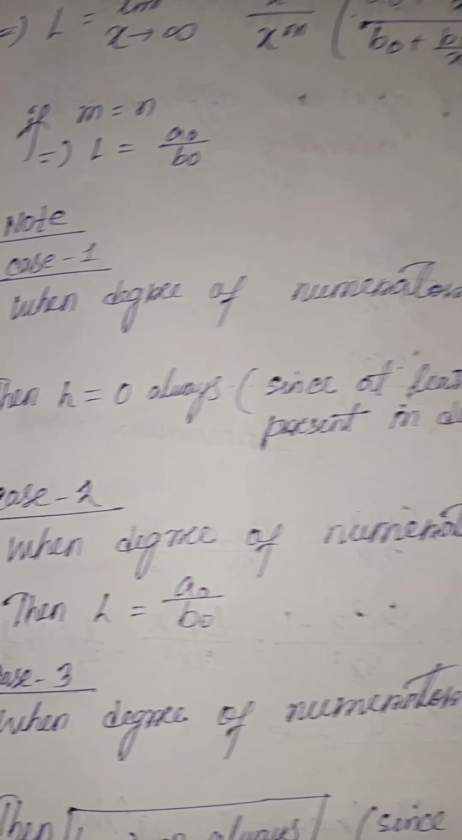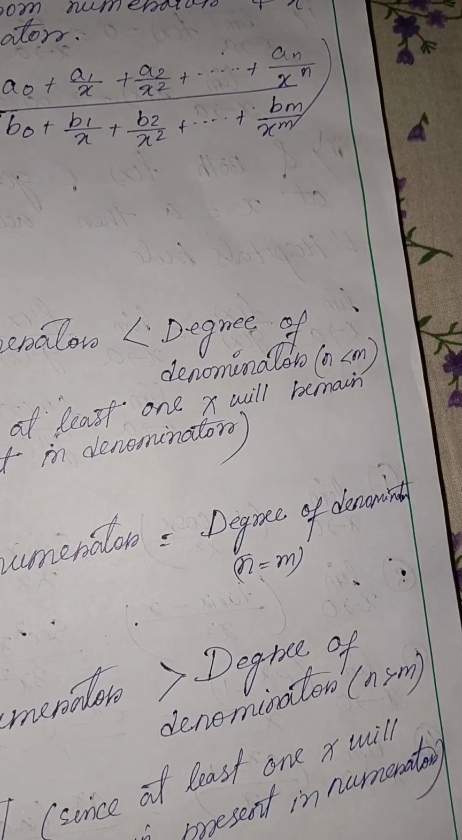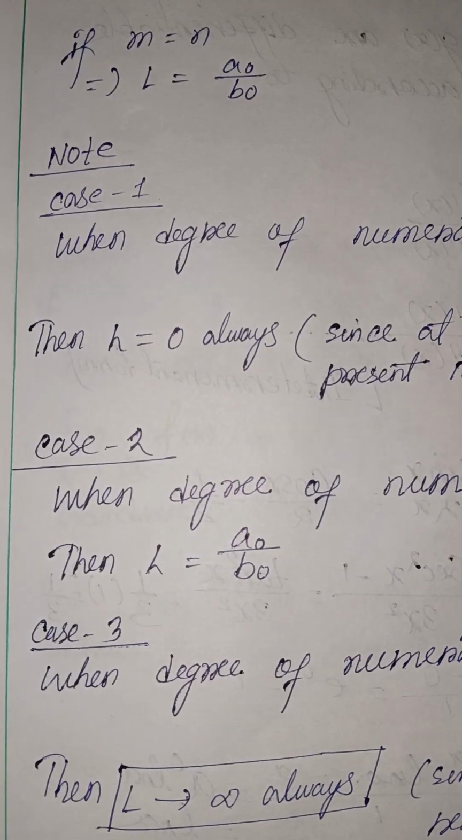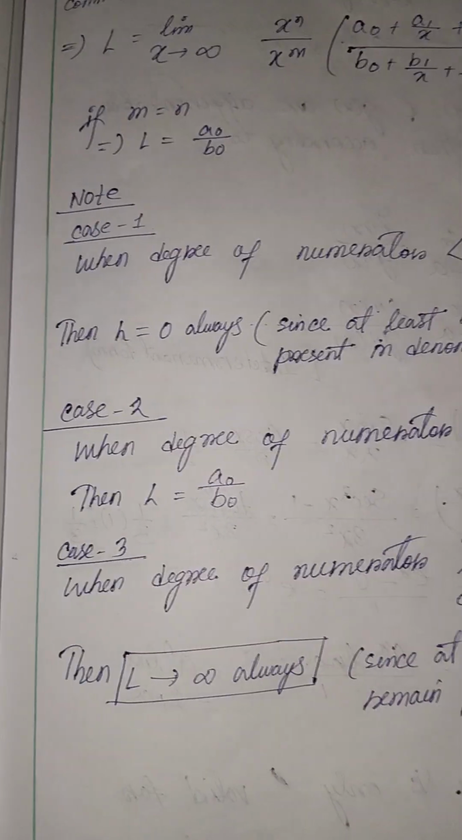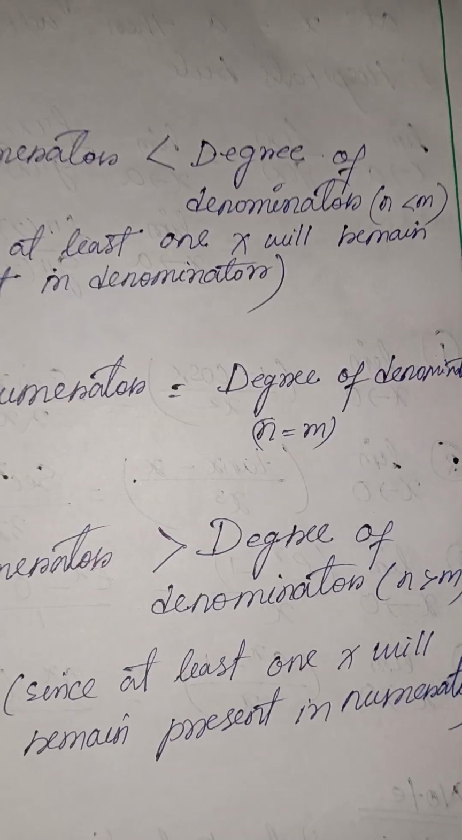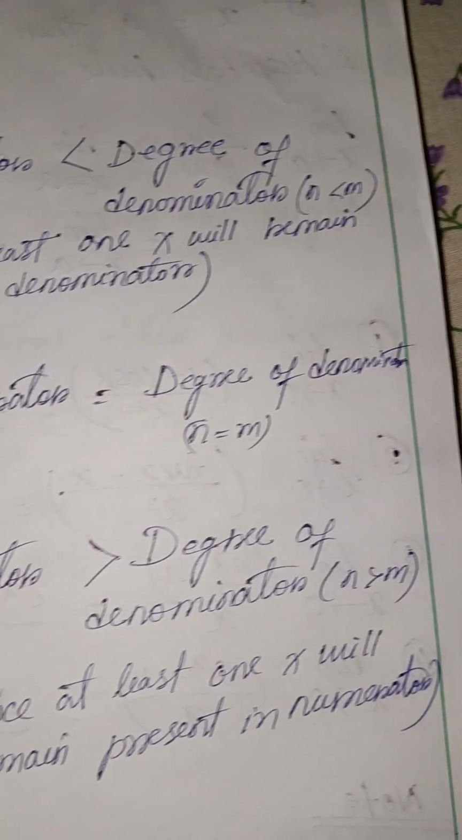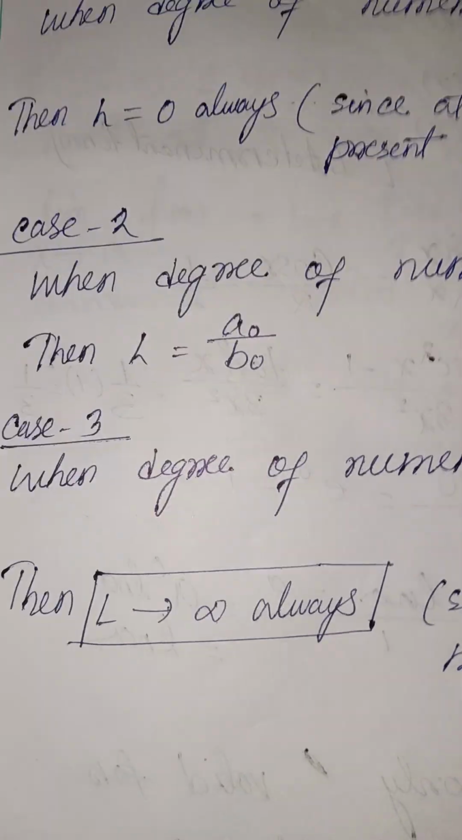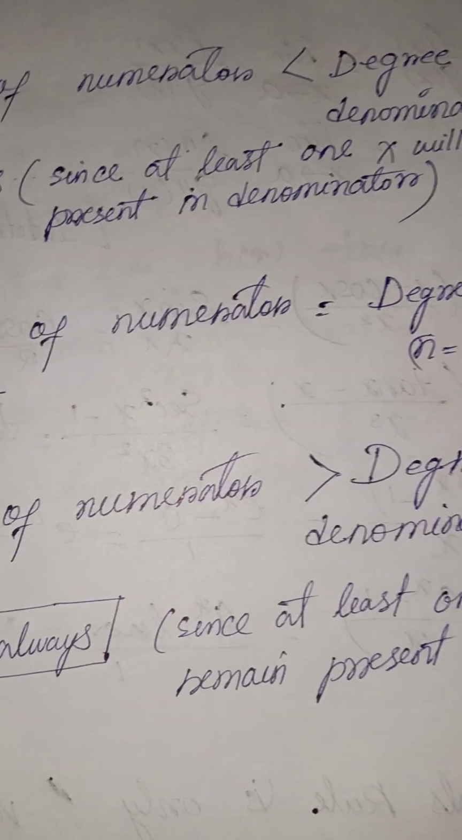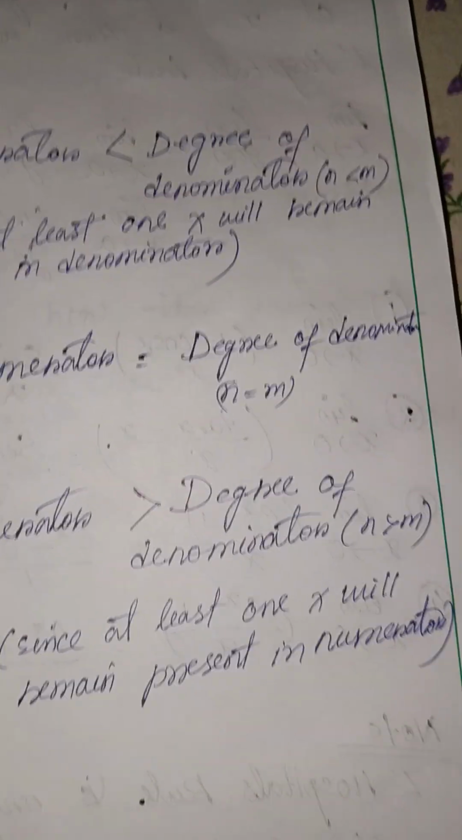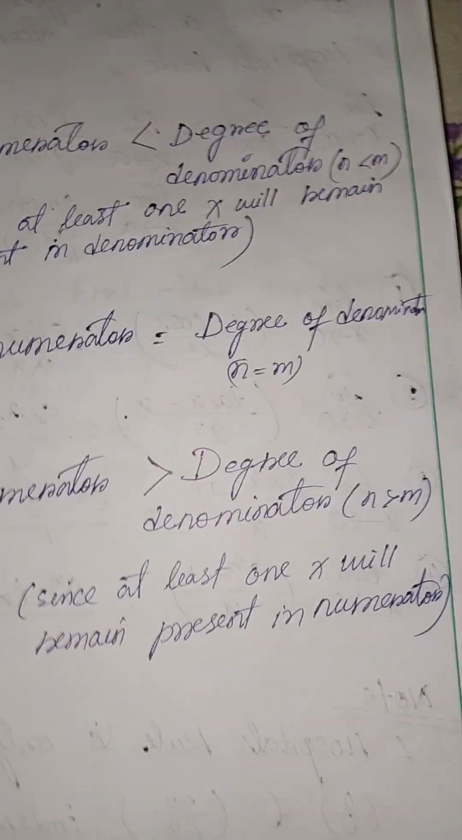Next case 2, when degree of numerator is equal to degree of denominator, that is n is equal to m, then L is equal to A0 by B0. For case 3, when degree of numerator is greater than degree of denominator, that is n greater than m, then L tends to infinity always, since at least one x will remain present in the numerator.